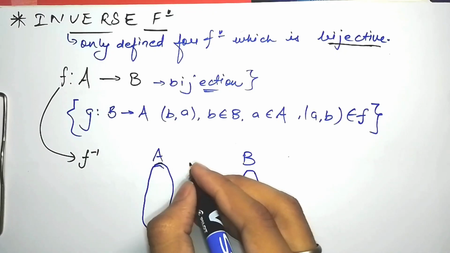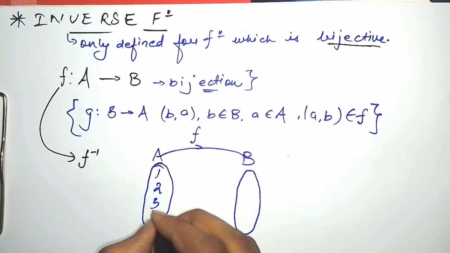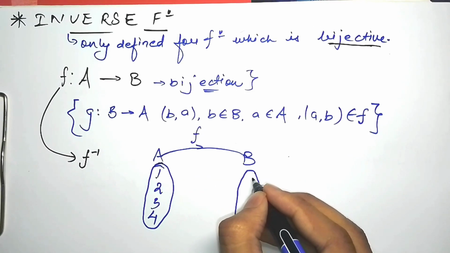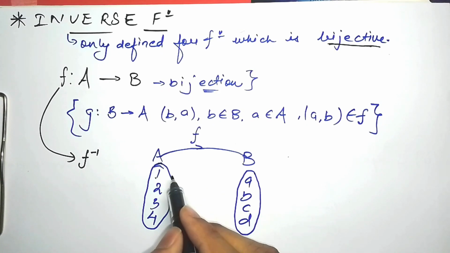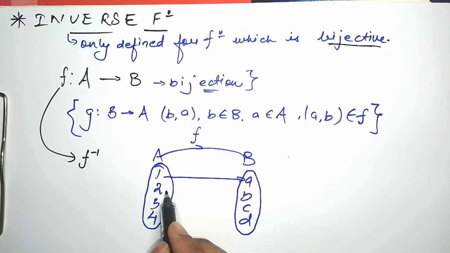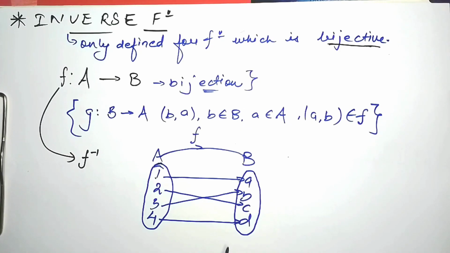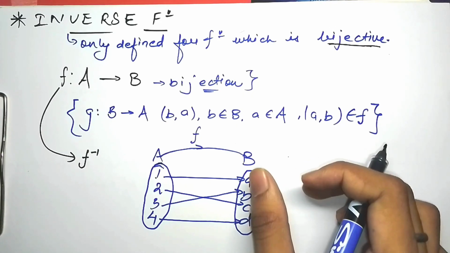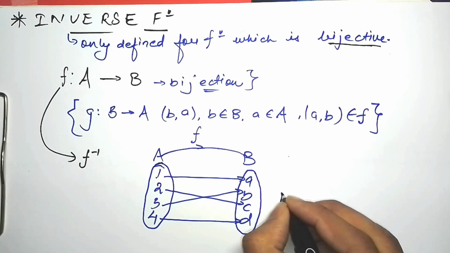Let A and B be two sets, and let f be a function. Now let 1, 2, 3 and 4 be the elements of set A, and let a, b, c and d be elements of set B. Now in this case, suppose one's image is a, two's image is c, the image of 3 is b, and the image of 4 is d. Now here you can see that all the different elements in set A have different images in set B, so we can say that it is injective. Other than this, we can see that the entire codomain is the range, so we can also say that this is surjective. So if it is injective as well as surjective, then we can say that it's bijective.